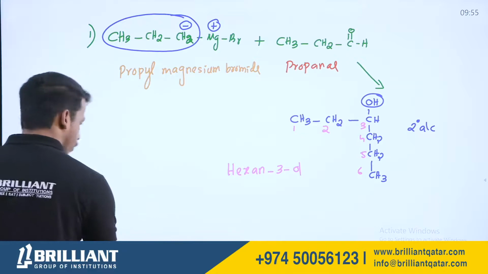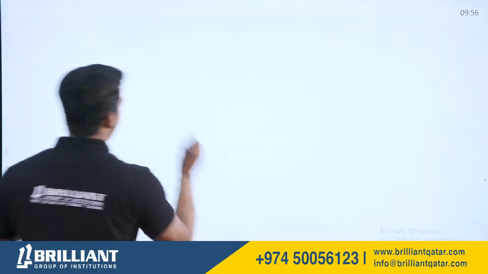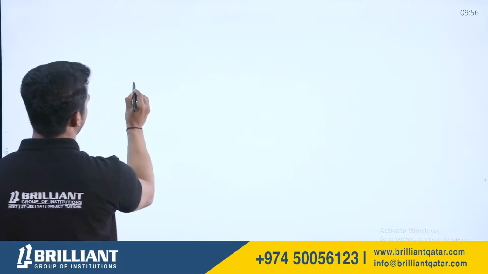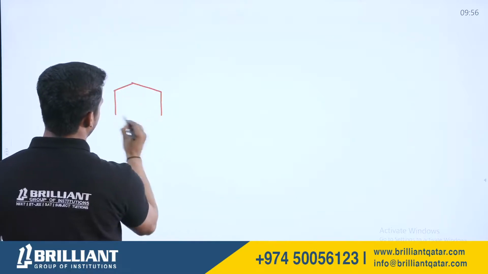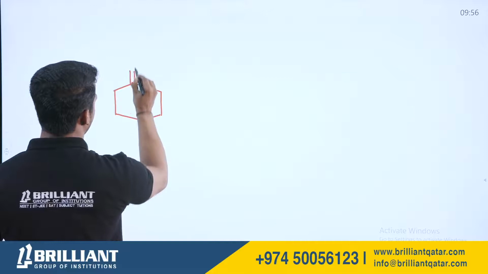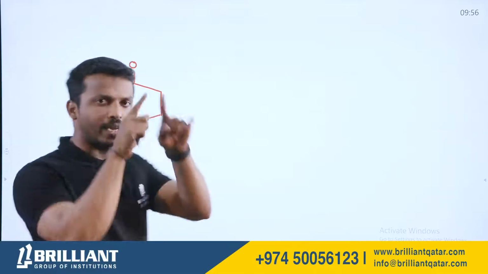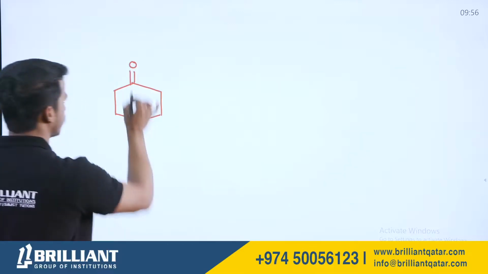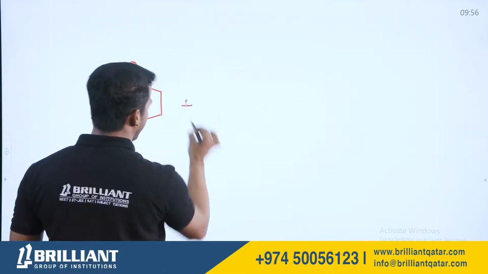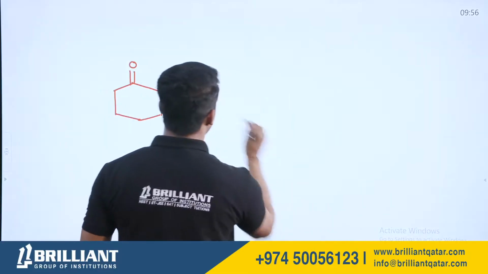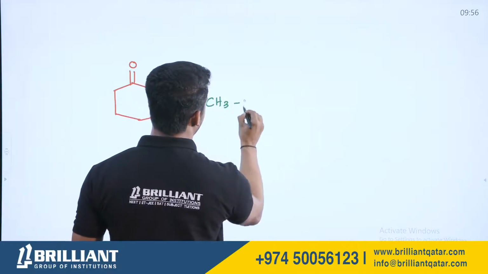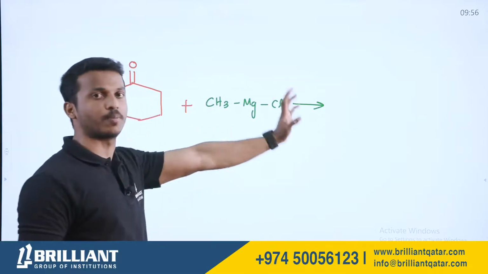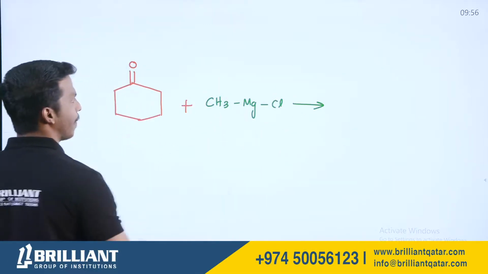One more question, all of you. Can you give the answer directly? Let me write the compound like this. Suppose this is, you know, what is the name of this compound? This is a cyclohexane with a keto group. So cyclohexanone, right? It's called cyclohexanone. Let me treat it with the Grignard reagent CH3MgCl, methyl magnesium chloride. Let us write the final product. What is happening?